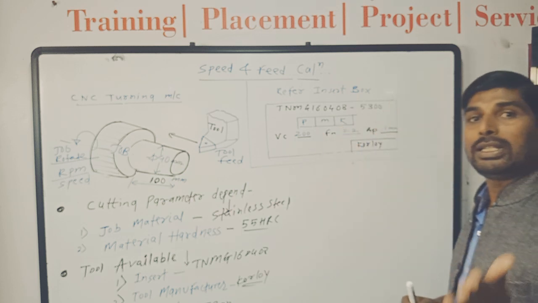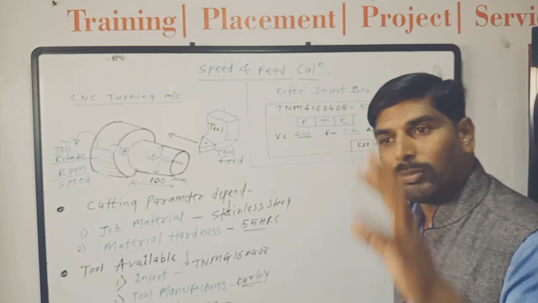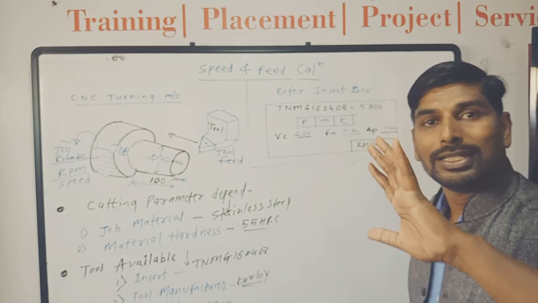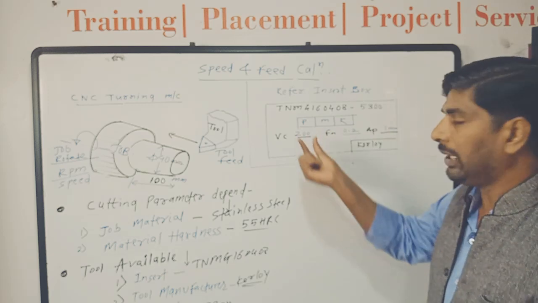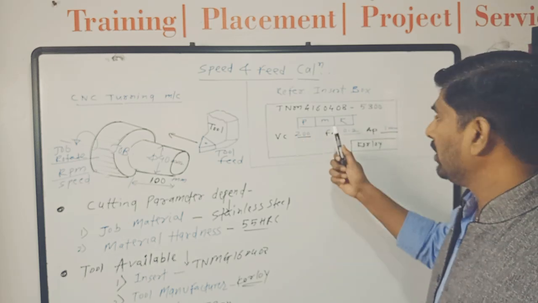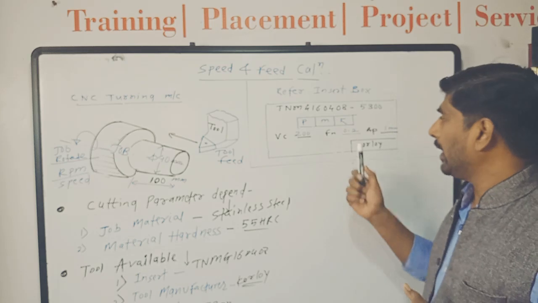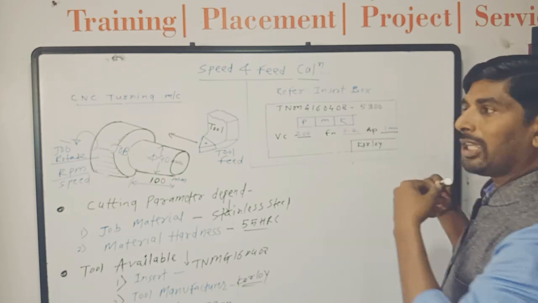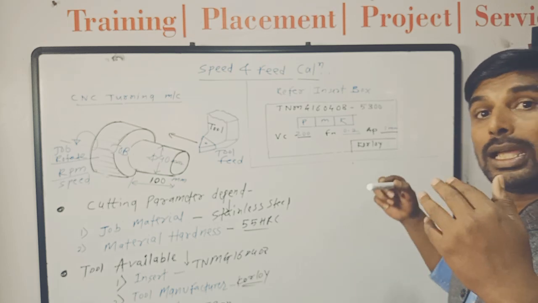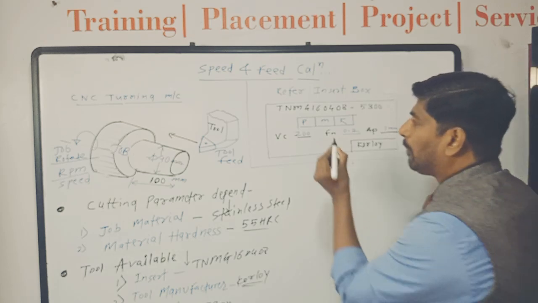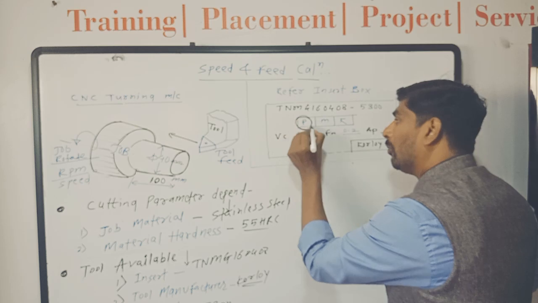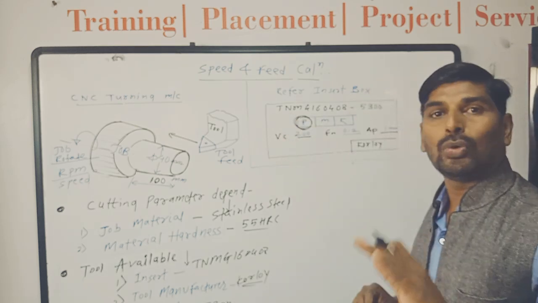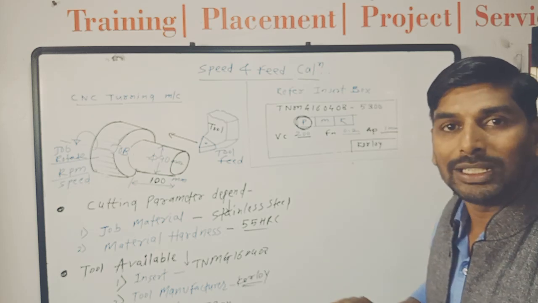It is called the material ISO coding. Your tool manufacturer will suggest whether the tool is to be used for steel, stainless steel or cast iron. P is steel, M is stainless steel, K is cast iron. Sometimes if all are given, it means the tool can be used for steel, stainless steel and cast iron, but sometimes they may mark only P. It means you have to use that tool only for steel, not for other materials.